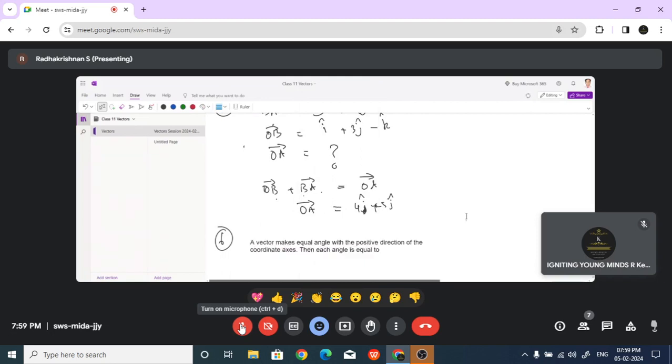The vector makes equal angle with the positive direction of the coordinate axes. Then what are those angles?